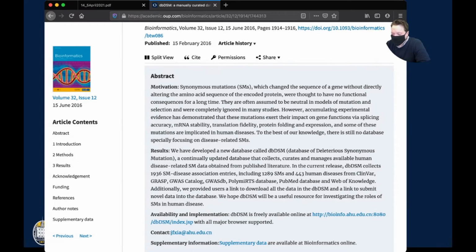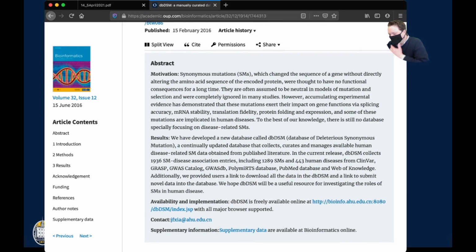They were often assumed to be neutral in models of mutation selection and were completely ignored. And look at this, completely ignored in many studies. That's really dangerous. I look at this in two different ways. I'm glad that the science is here, but I'm also kind of horrified that any kind of data anywhere in science was ignored because it wasn't thought to have anything in it. All data has something in it. You just have to find it. And in this case, if it was just ignored, then that's bad.